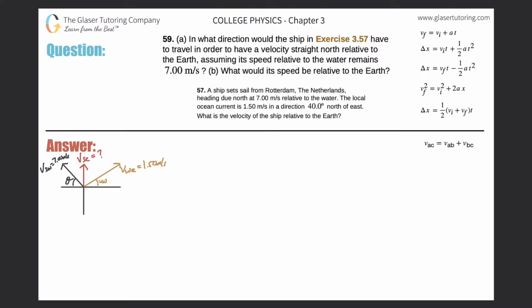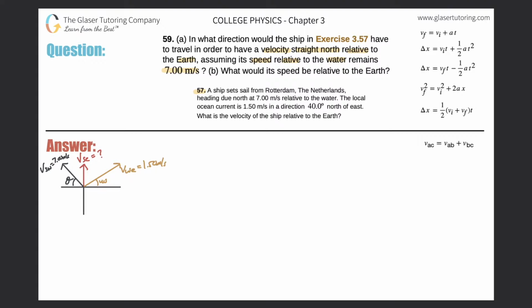Number 59, letter A. In what direction would the ship in exercise 3.57 have to travel in order to have a velocity straight north relative to the Earth, assuming its speed relative to the water remains 7.00 meters per second? Okay, so here's exercise 57, two problems ago. What I have here on the left-hand side is a diagram of what it represents.